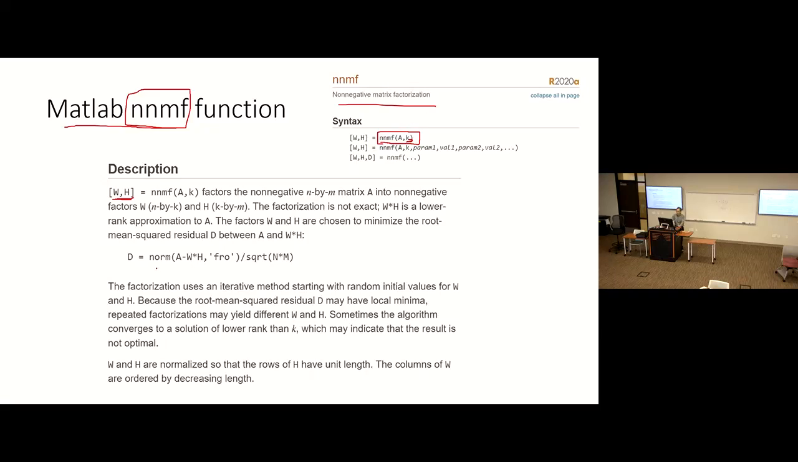Inside this documentation, we see the matrix norm. This is the difference between A and the W and H product, and then normalized. So you want to minimize this distance.